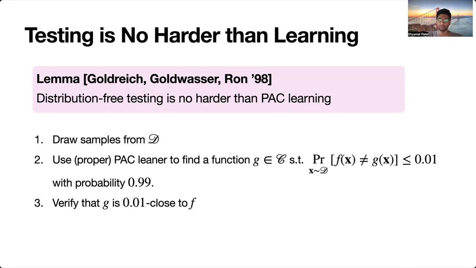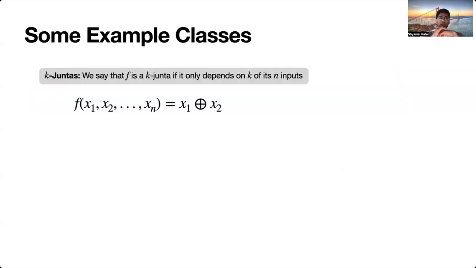And so the baseline we're going to be comparing to is learning via proper learning. Great. So now, what are some example classes that people are interested in learning and testing? So one is k-juntas.